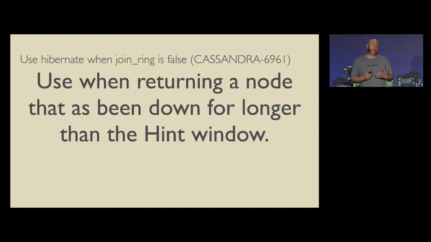There's a change to what happens when you specify join ring equals false. That's one of those Java JVM parameters, -Dcassandra.join_ring=false. The server will start up when you start it, but it won't join the ring. It'll just sit there, and it won't get any reads or writes.